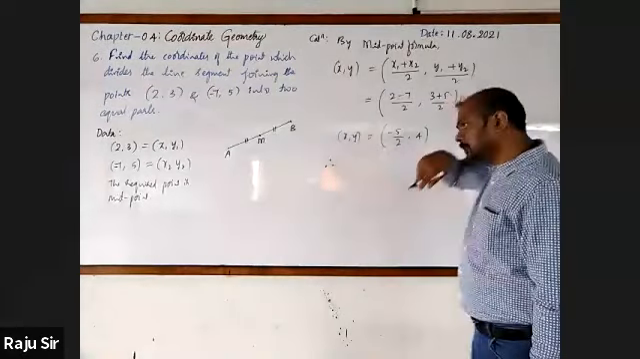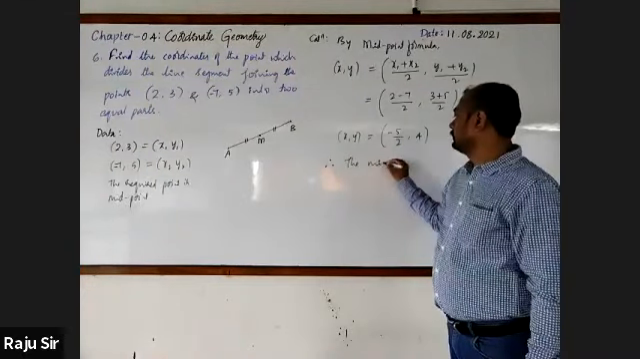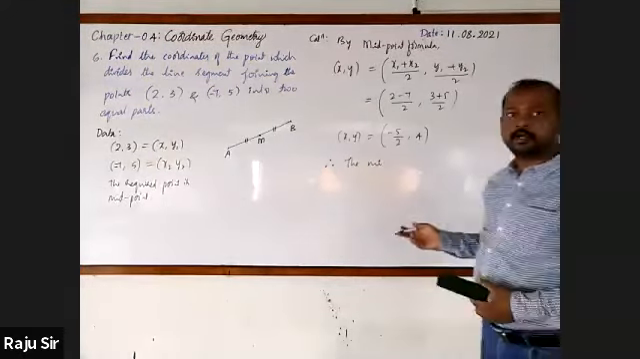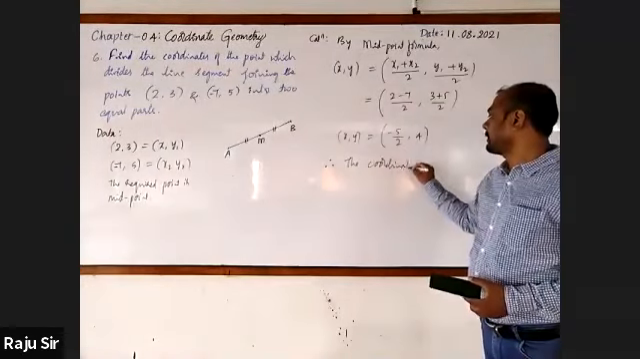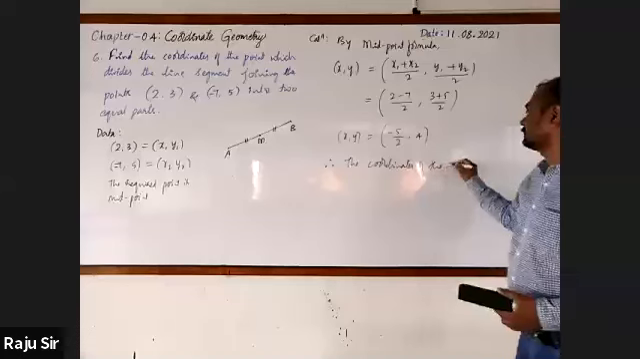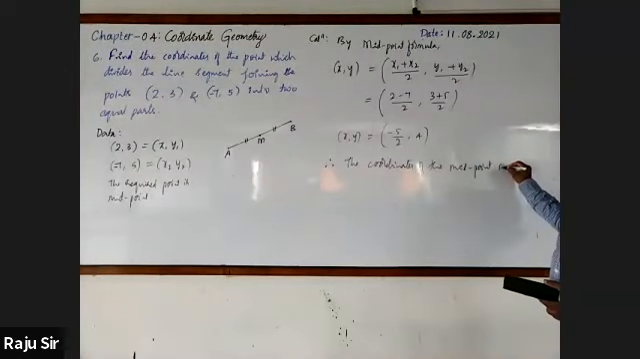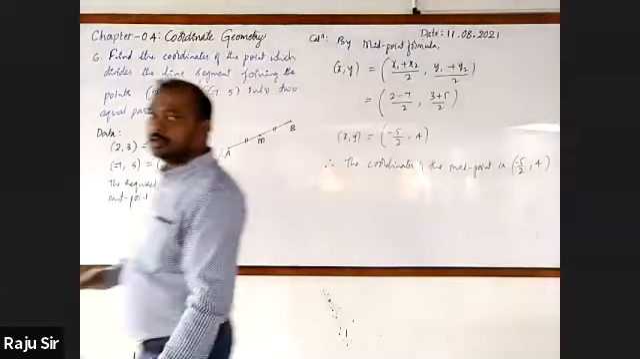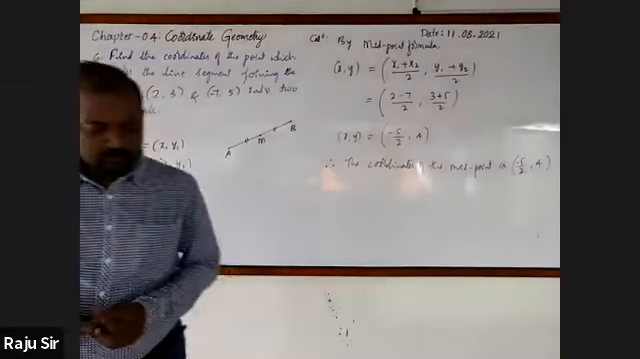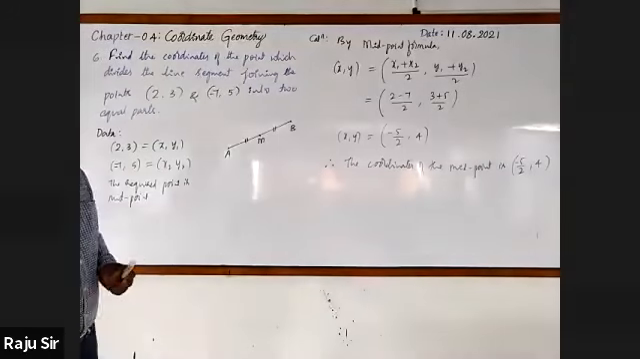Conclusion. Therefore, the coordinates of the midpoint is minus 5 by 2 comma 4. I will give you one of its applied questions. A simple one.